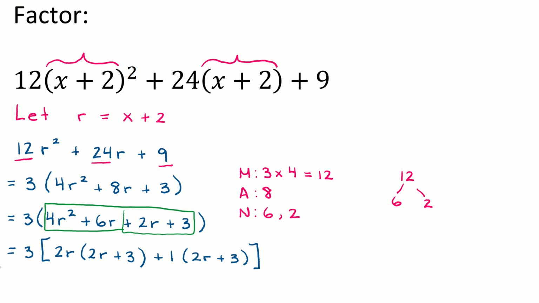Now remember, coming up with my brackets for my next line, my first bracket is the common bracket between them, which is the 2r plus 3. And my second bracket will be everything that's left over. So we have 2r plus 1 left over here. So now we've factored our problem, and we can replace our r with our x plus 2. So don't forget to do that.